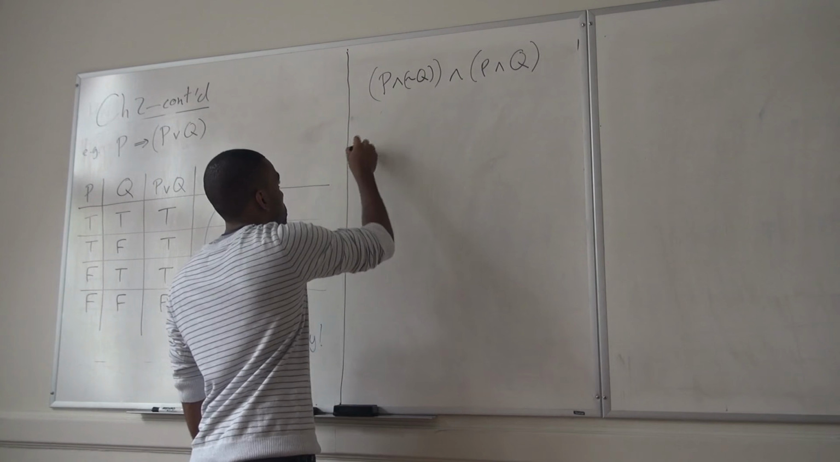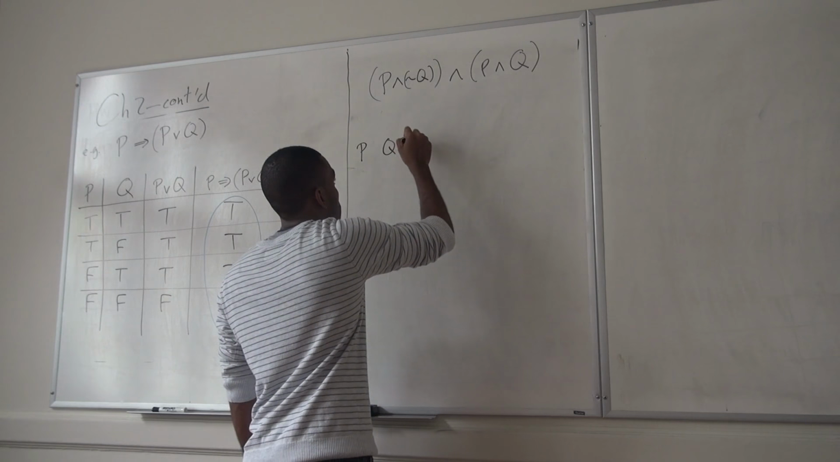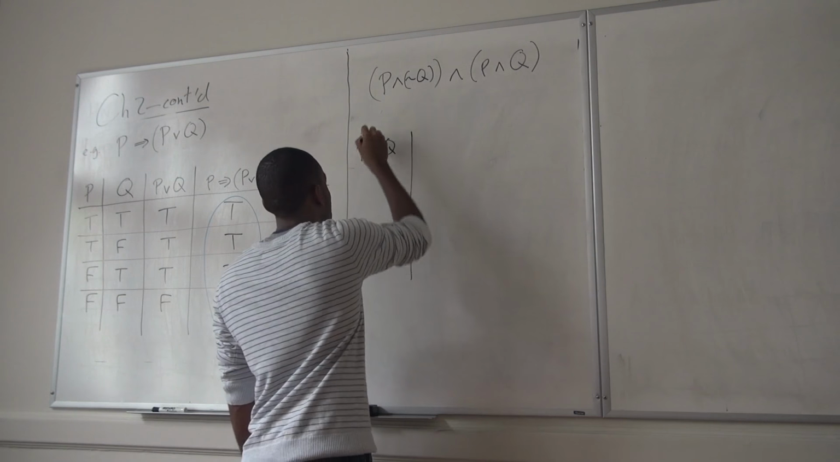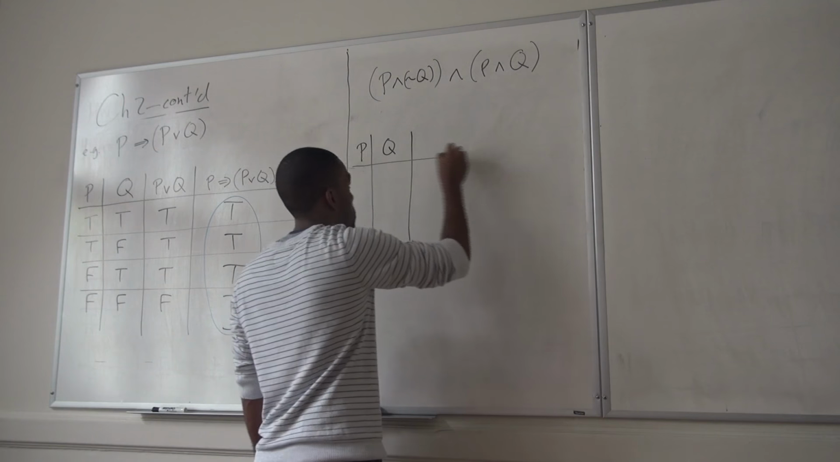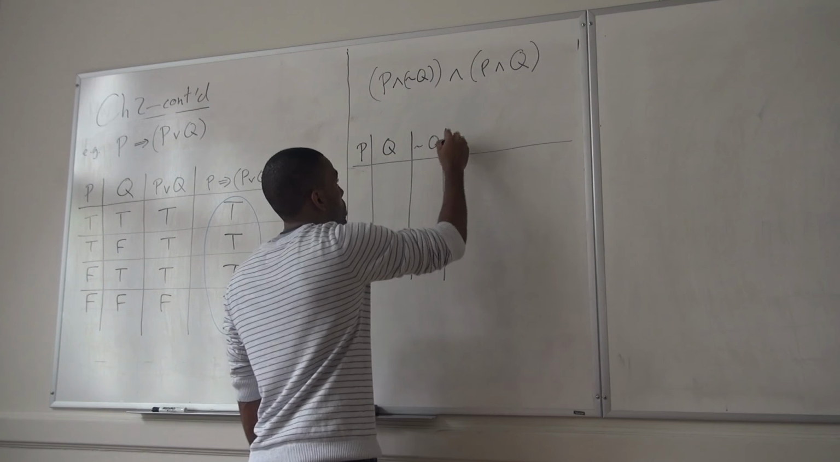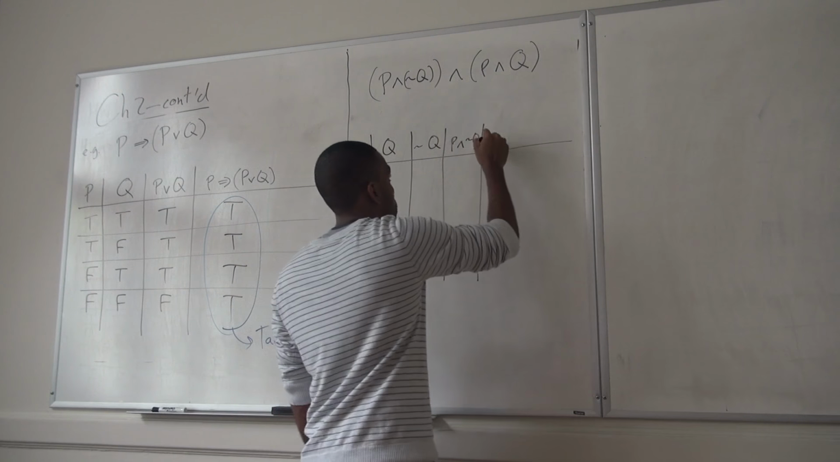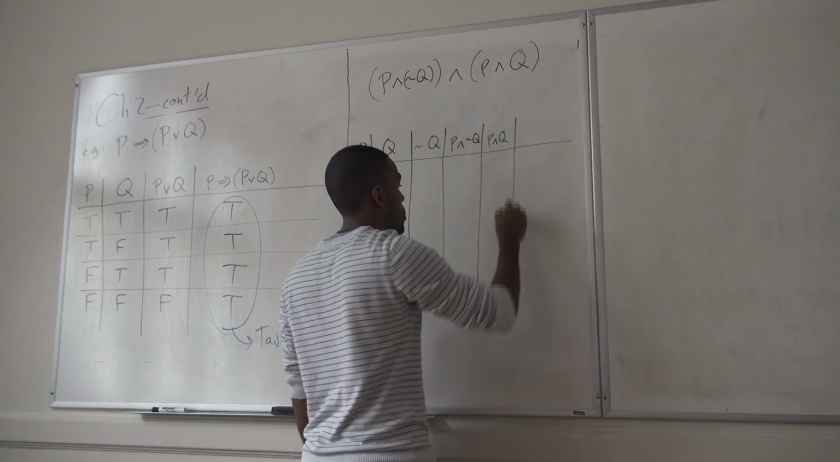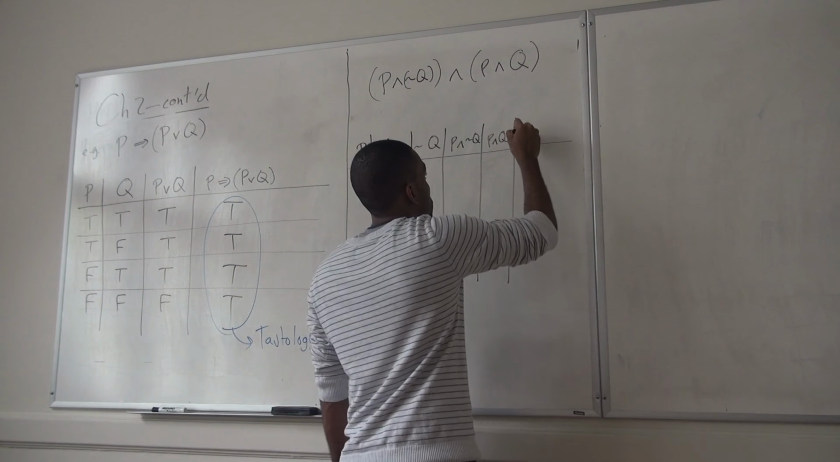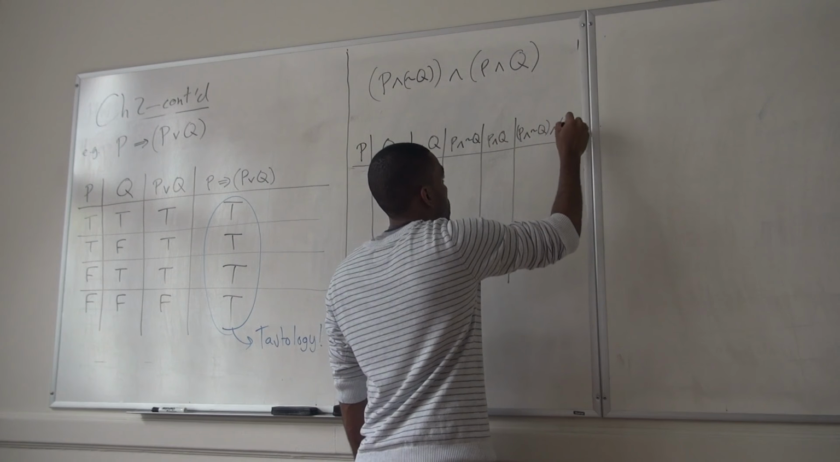Do a similar thing here. I can do P, Q, not Q. And I can do P and not Q. And I can do P and Q. And then I can do P and not Q, and P and Q.